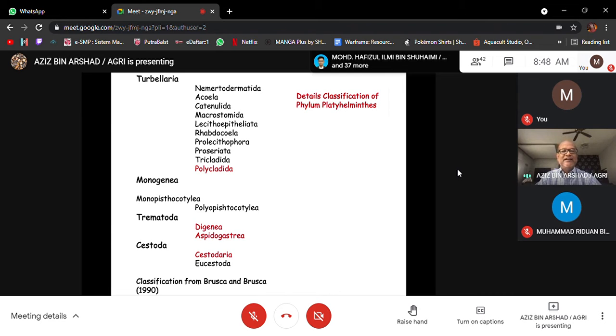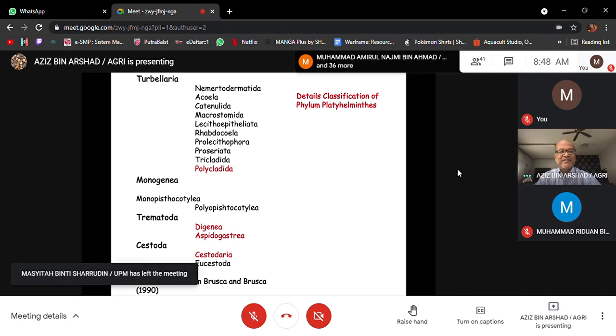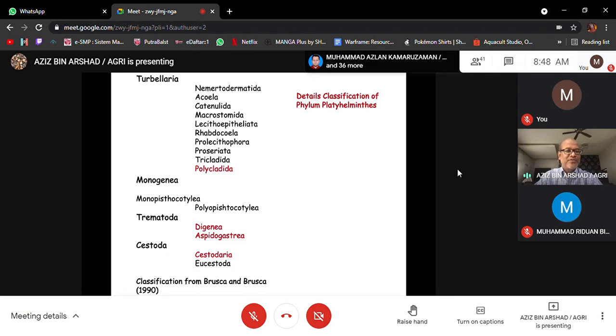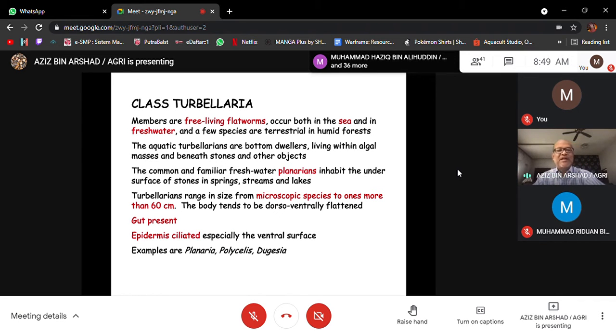This is the detailed classification by Brusca and Brusca. As I said, they are more complex, and I don't want to follow this in terms of the detailed classification. Although they have the Turbellaria, Monogenea, Trematoda, and Cestoda, but at a different level, it's not in the class. So let's look into class Turbellaria. As we said, they are free-living flatworms found in the sea and freshwater, and a few are terrestrial.